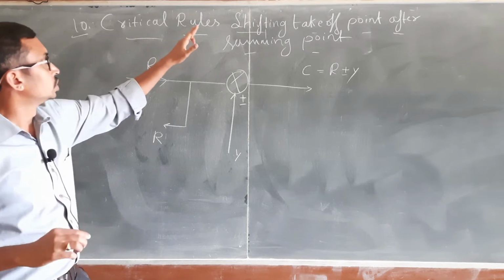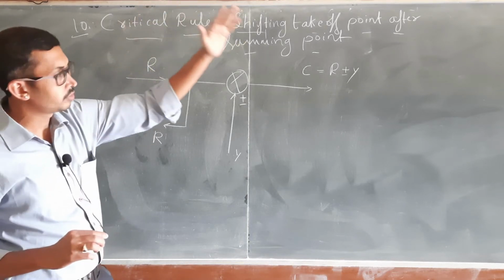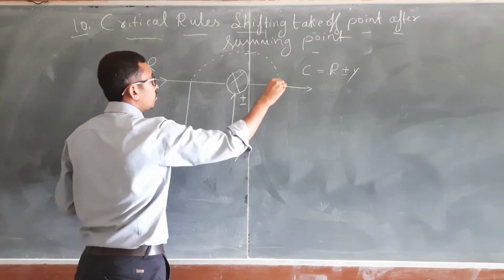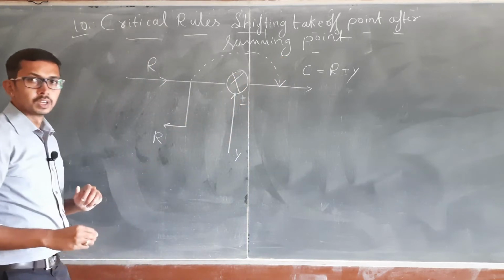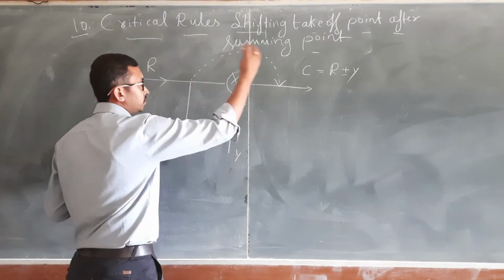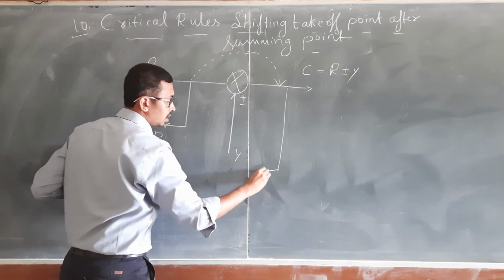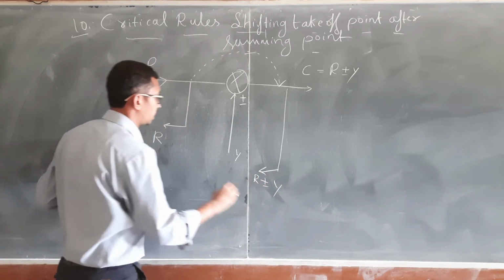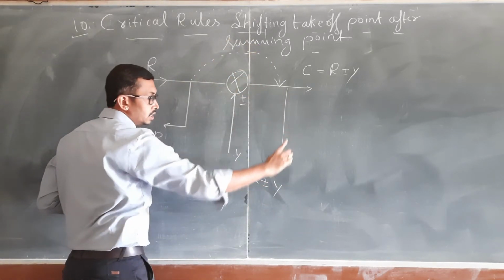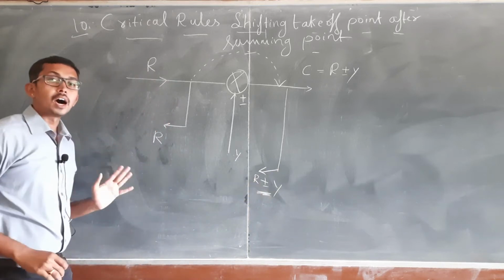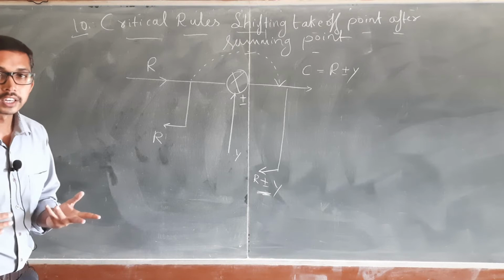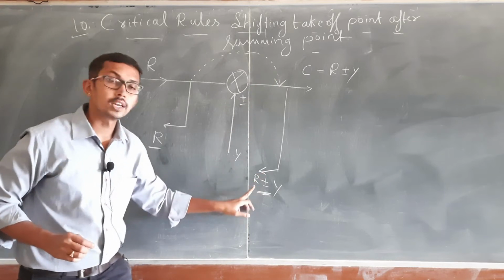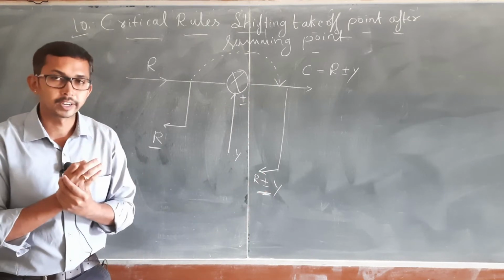Okay, so now what is the rule? Shifting takeoff point after the summing point. That means if I need to shift the takeoff point after the summing point, what do I need to do? If I shift it over here, what will be the output I am going to get? It will be R plus or minus Y. Here I am getting only R, but after shifting it changes to R plus or minus Y.